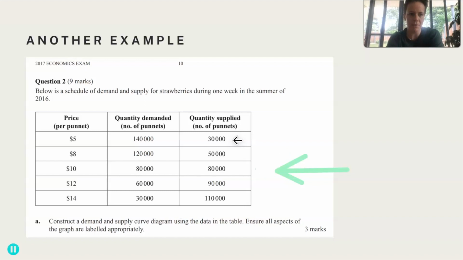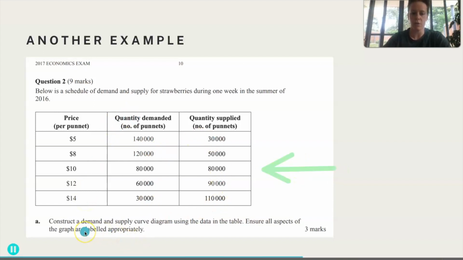Okay, here's an example that is slightly more complicated because there's probably a little bit more information and they've thrown some numbers your way. Below is a schedule for demand and supply of strawberries during 1 week in the summer of 2016. We've got a whole bunch of price points, and for each price point we've got quantity demanded and quantity supplied, and you need to construct the diagram that shows all this information.